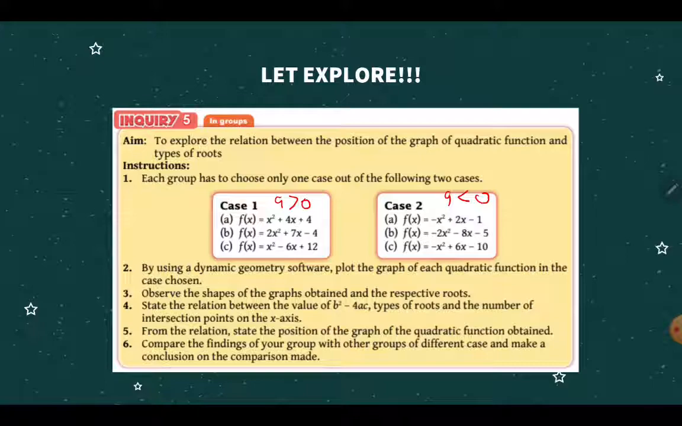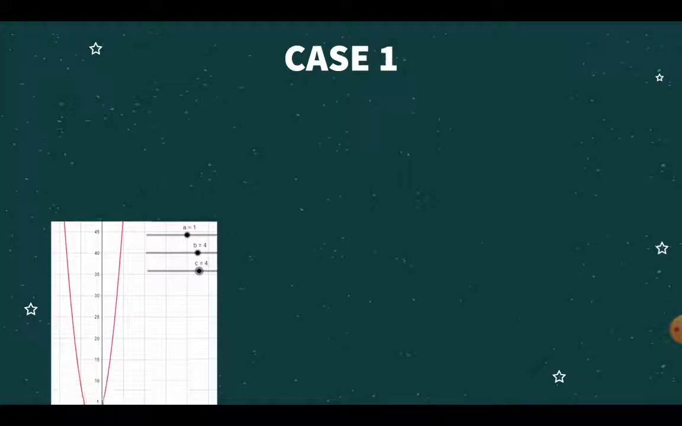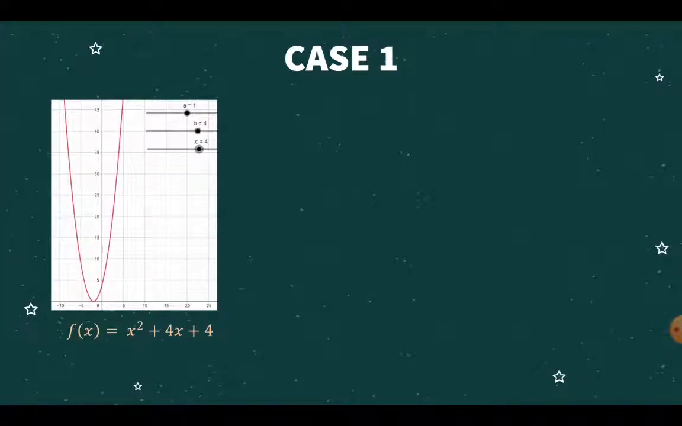So, let's say x squared plus 4x plus 4. By using the software that we used in the first exploration, I have drawn it for you. So for case 1, this is our graph when a equals 1, b equals 4, and c equals 4. So the function actually is f(x) equals x squared plus 4x plus 4.